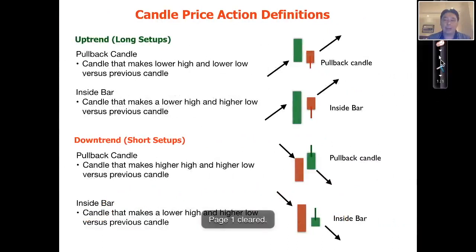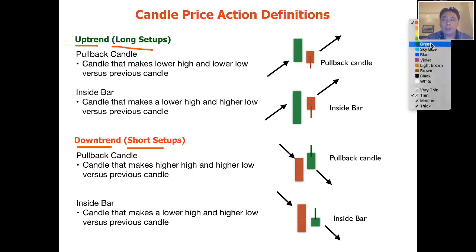Before we go into the actual strategy, you have to understand some candlestick price action definitions. So let's take a quick look. First of all, let's look at the context of an uptrend. On an uptrend, ideally we're going to go long, and of course, on a downtrend, we're going to go short. So let's talk about going long first. And again, going long, recall, means we are buying. We are buying the currency pair, and we're going to sell at a higher price.